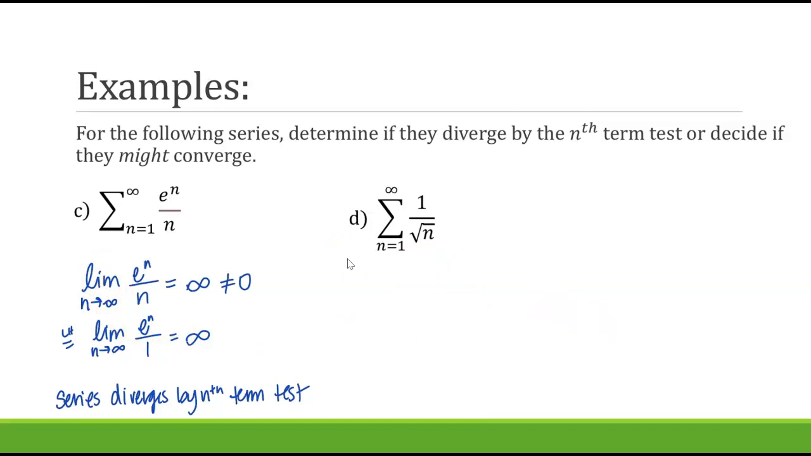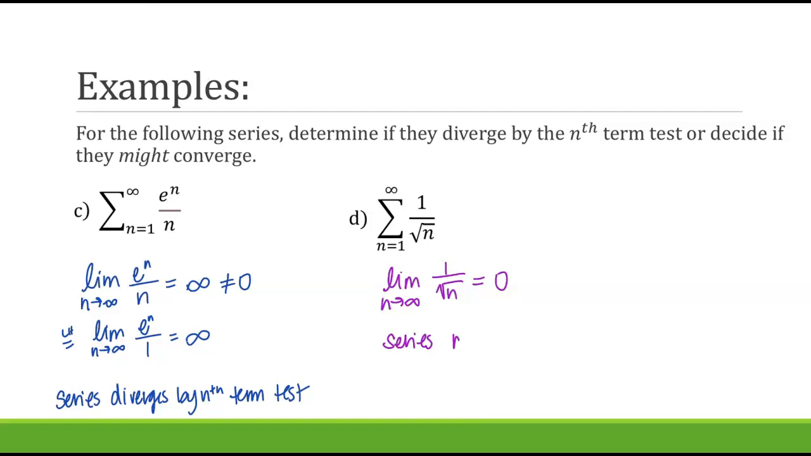And then finally, let's take a look at part D, the sum of n equals 1 to infinity of 1 over the square root of n. If I consider the limit as n approaches infinity of 1 over the square root of n, well, the denominator is growing really, really big, while the top is staying constant, and that type of fraction is getting really small. So the limit is 0. The individual terms are getting closer and closer to 0, right? So what does that tell us? Nothing. The series might converge, but it might diverge. So really, this doesn't give us a whole lot of information.